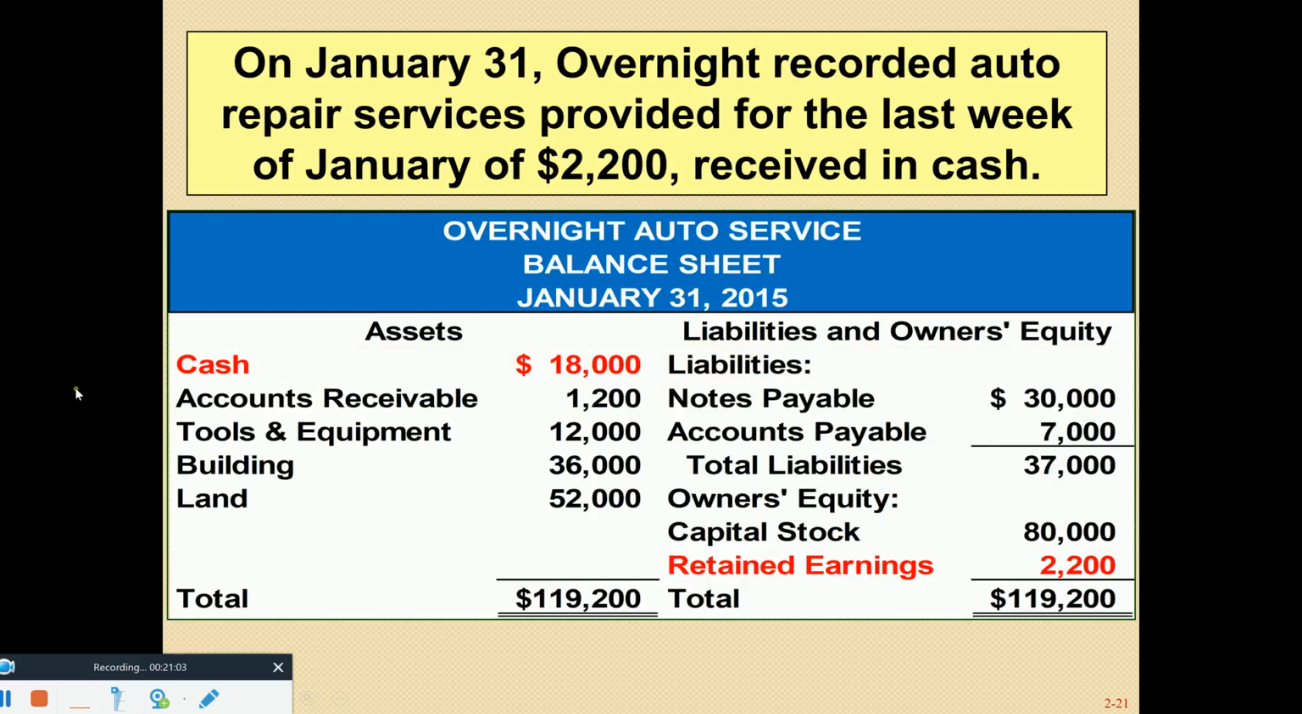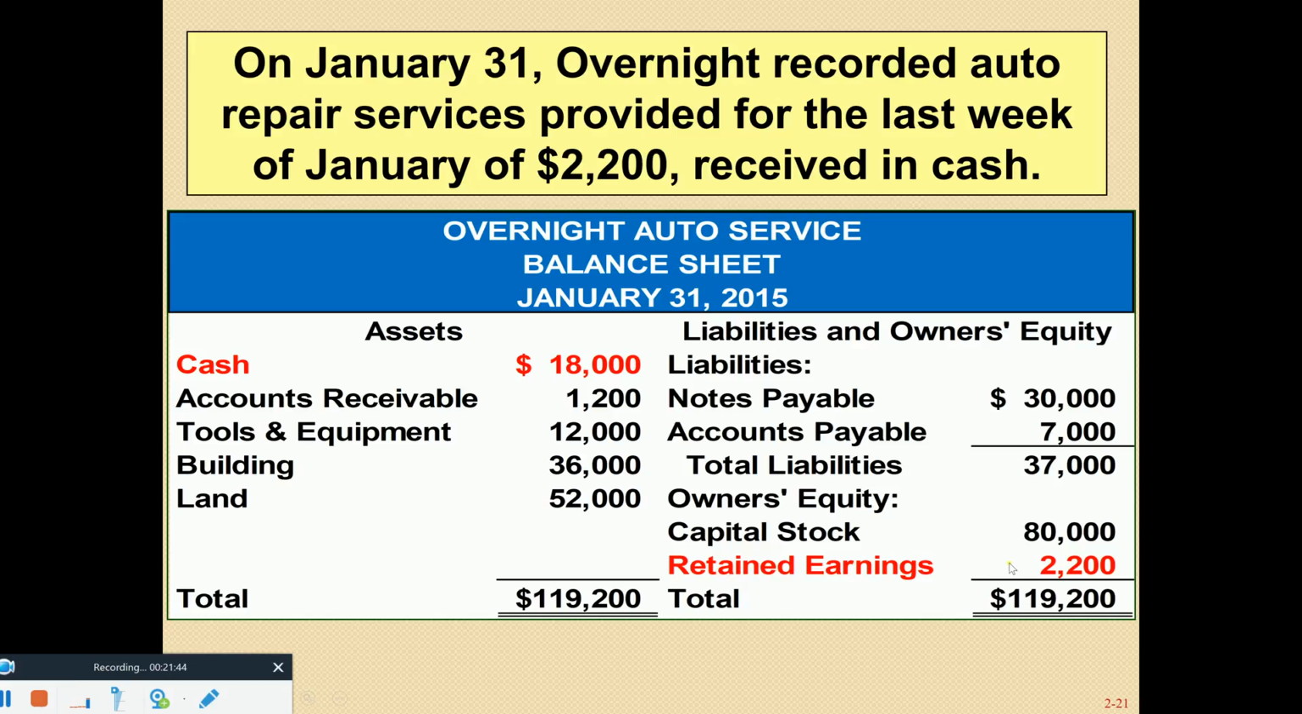Four days later, finally, after being open for 11 days, Overnight basically serviced their first customer. Overnight recorded auto repair services provided in the last week of January for $2,200 received in cash. So what's happening is we've earned our money. When we earn money, we're going to increase this retained earnings account. And remember, this retained earnings account has really got subcategories, and I'm going to explain this in a little bit.